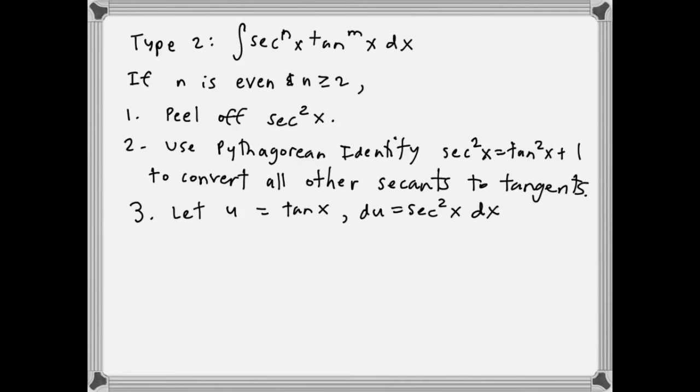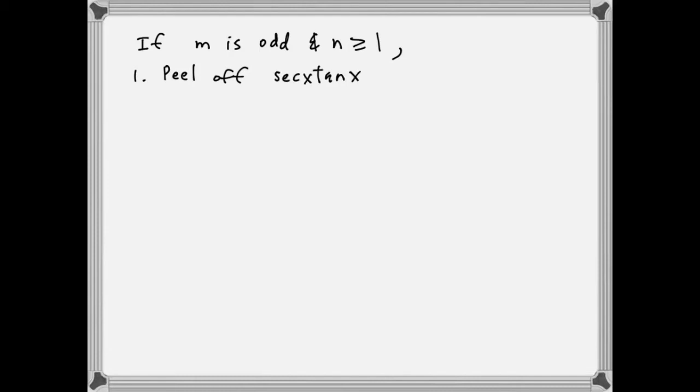So on the next page, I want to do the method behind the other function. So this is letting u equal tangent. So what happens if you want to let u equal secant? So let me go over the condition for that one. For this condition, you need m to be odd and at least 1 n. So if m is odd and you have at least 1 n, what you can do in this case are the following steps. So step 1 is you can peel off a secant x and a tan x.